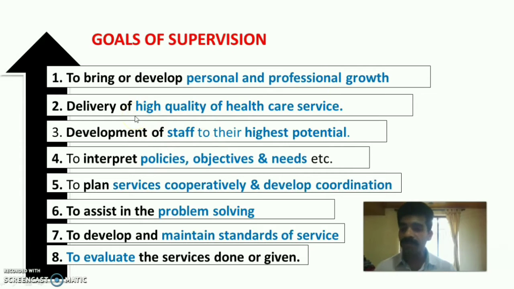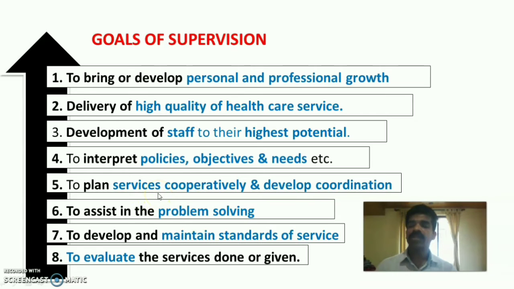Then second is delivery of or rendering high quality healthcare services to the public or to the citizens. Third one is development of staff to their highest potential. So the maximum functioning of the staff, the optimum potential or strength of the staff has to be developed through supervision, both in knowledge and skill. Then fourth one is to interpret the policies of the institution or organization, objectives and needs for the employees. So to make sure the employees know what the policies, the objectives and the needs of the institution or organization are.